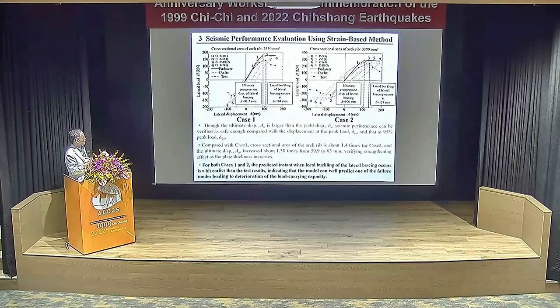Also, for both cases, the predicted instant when local buckling of the lateral braces occurs is a bit earlier than the test results. The test is here. Yeah, a little early. This indicates that the method can predict one of the failure modes leading to deterioration of the capacity.